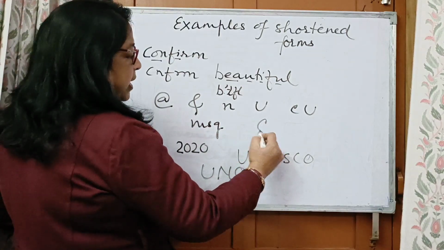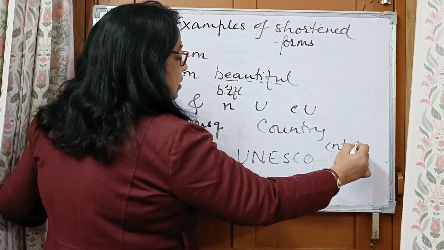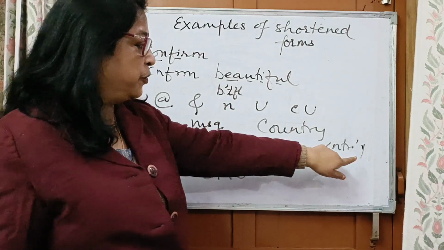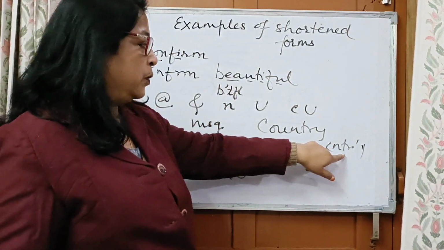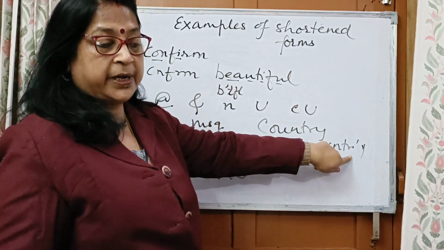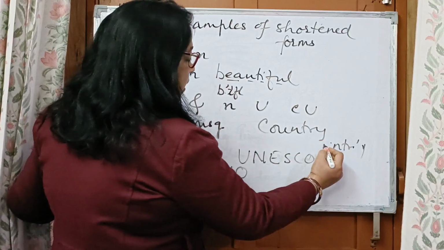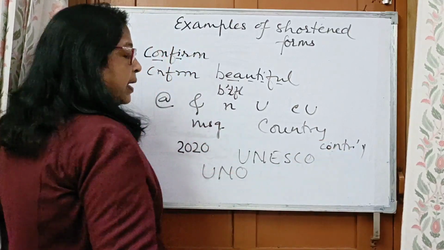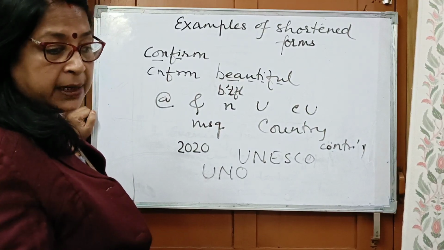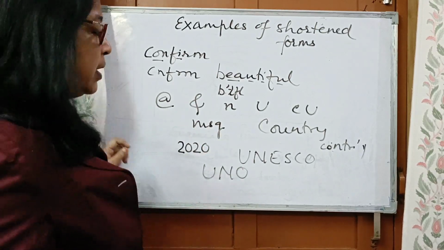Similarly, for country, you can use CNTR, country, because if you don't add Y, it may be confusing. Even now, it is confusing century, country. So in that case, if there is a chance of confusion, then one vowel can be added so that it is clear what you are trying to say. So this way you are going to form the shortened forms.